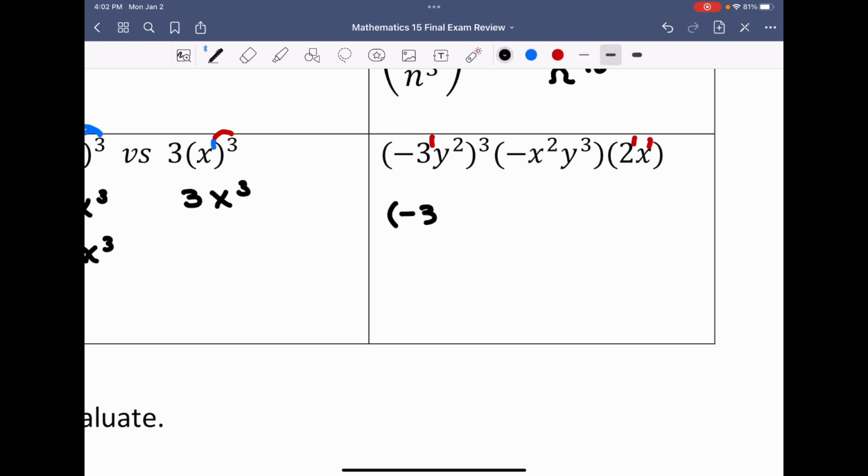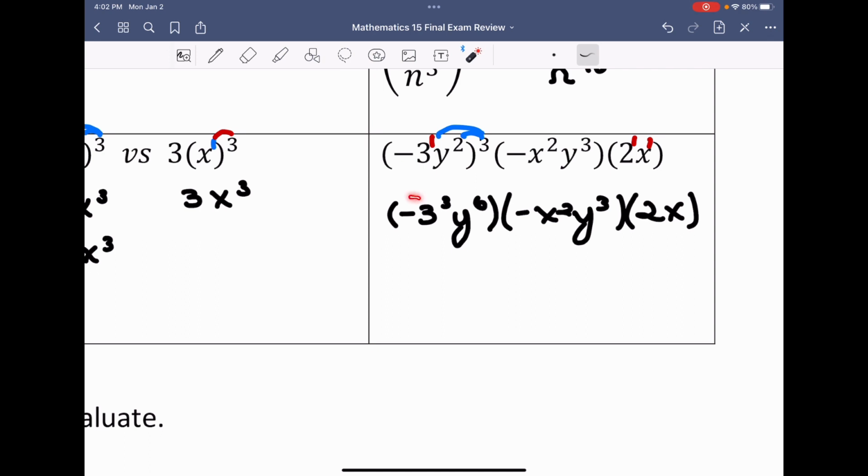And then we have 3 to the power of 3 because that 3 will distribute to both. 3 to the power of 3, y, 2 times 3 is 6, multiplied by, now we're going to go negative x squared y3 times 2x. Okay, now we have to look at our negatives here. We have one negative here and one negative here. An even amount of negatives, or negative times negative, is going to give us a positive. So we're actually going to get a positive solution here.